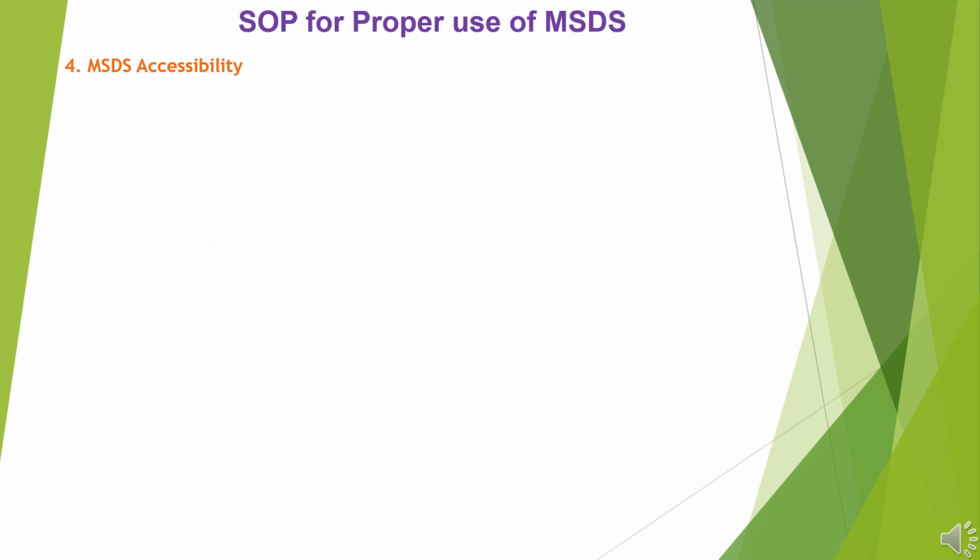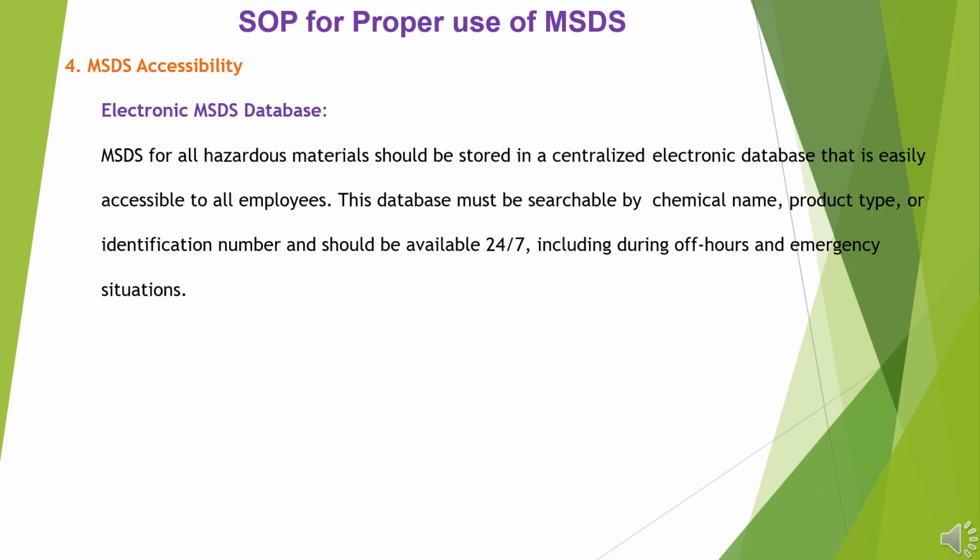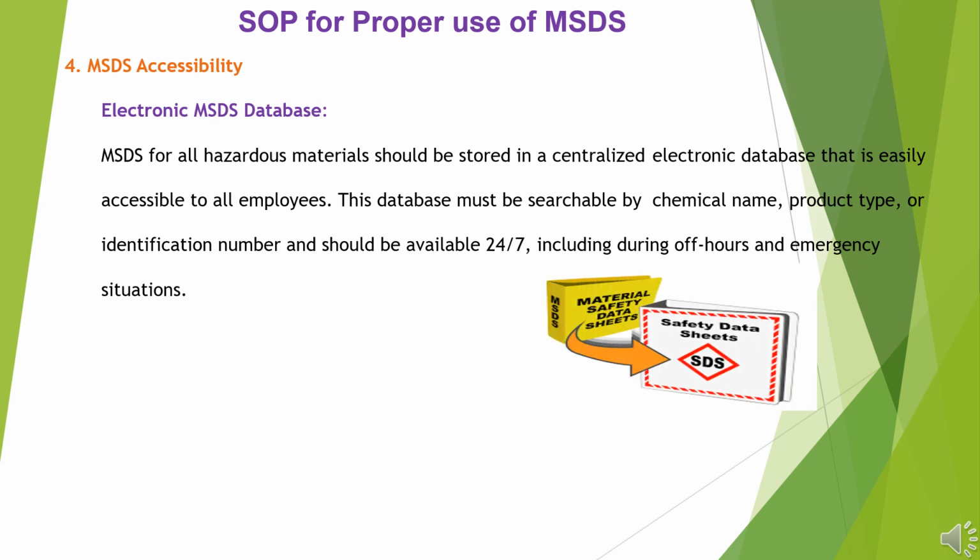4. MSDS accessibility. Electronic MSDS database. MSDS for all hazardous materials should be stored in a centralized electronic database that is easily accessible to all employees. This database must be searchable by chemical name, product type, or identification number, and should be available 24/7, including during off-hours and emergency situations.